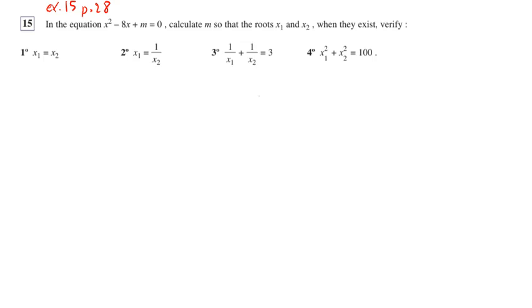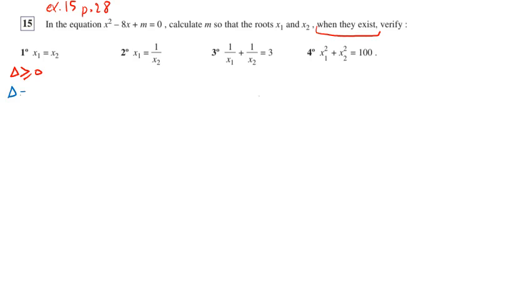First, he says when they exist. So in order to talk about the roots, they should exist. What do we mean the roots should exist? Then delta should be greater than or equal to 0. So first step, we should calculate delta, and then we look at the condition in each case.